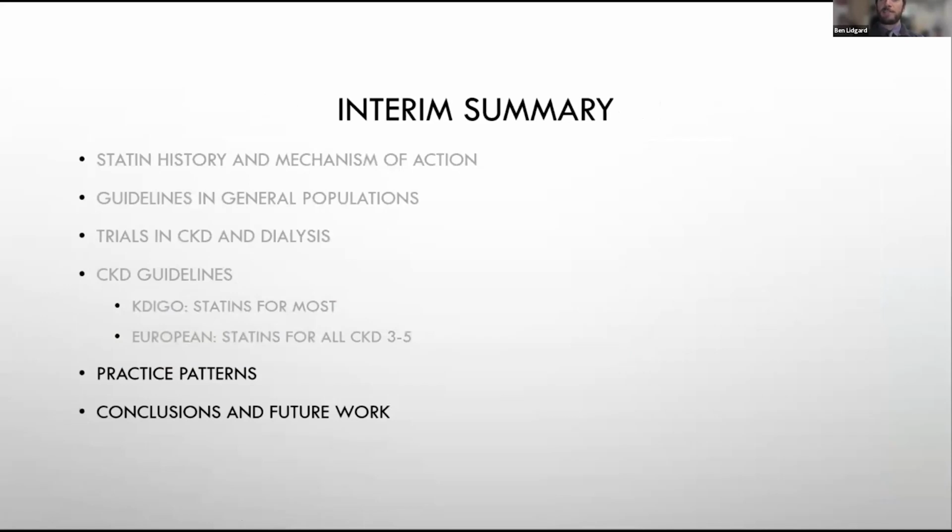We've talked about what statins do, how they do it, the guidelines for their use in general populations and nephrology patients specifically. And I've made the argument that we might not be treating enough patients with the current guidelines. But this really brings up the question of, are we even following the guidelines? Are we prescribing statins to all the patients that KDIGO says ought to get a statin?